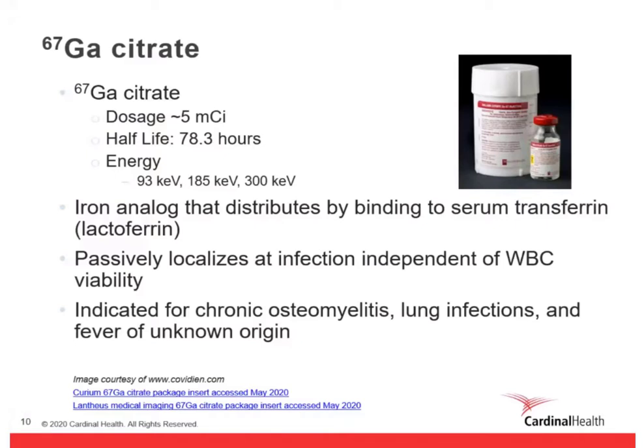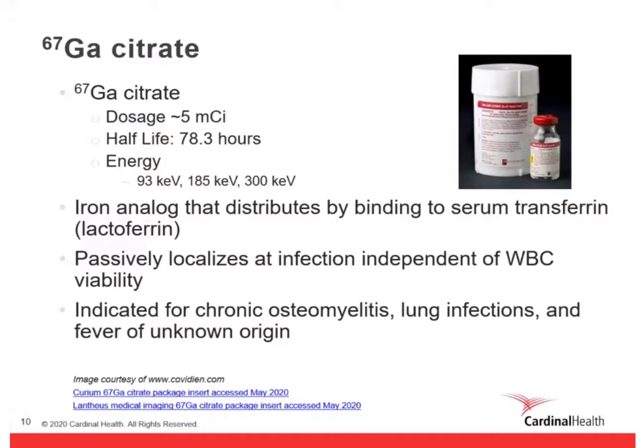So lactoferrin are released by the leukocytes and have iron binding sites. After the migration to an inflammatory site, these neutrophils are going to release a large amount of lactoferrin. Now, it's important to note that because of this process, gallium-67 works independently of the presence of white blood cells. This makes it a great choice for immunocompromised patients who might have a lower white count than normal.